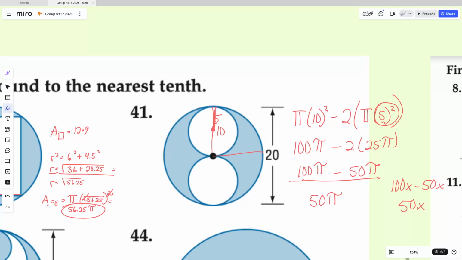Kind of like 100 bicycles. That's a picture of a bicycle. Take away 50 bicycles is 50 bicycles. All right, 100 pi minus 50 pi is 50 pi. Final answer.